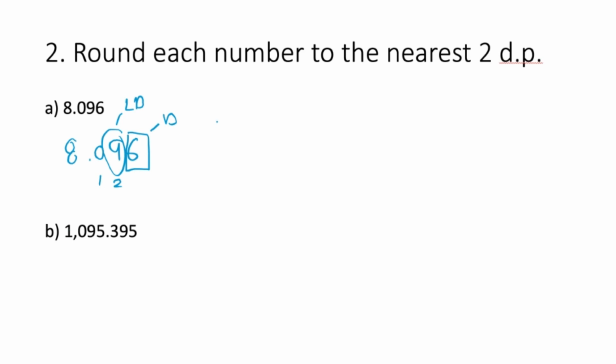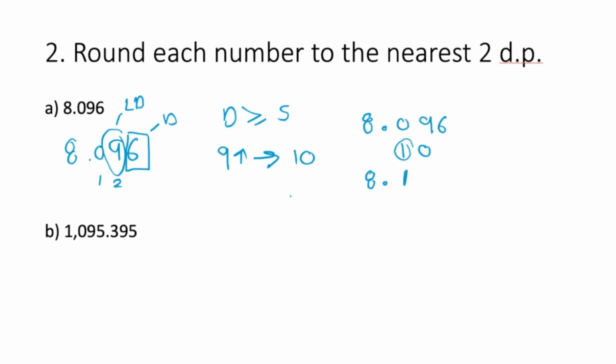In this case, the decider is greater or equal to 5 because it's 6. So we would round 9 upwards. And when you round 9 upwards, it becomes 10. So automatically the 10 gets moved to the left. In this case there's a 0, so you would add 0 by 1 and that would give you 8.1. So basically when you round 9 over, you carry a 1 to the next number and then you add that to the number.